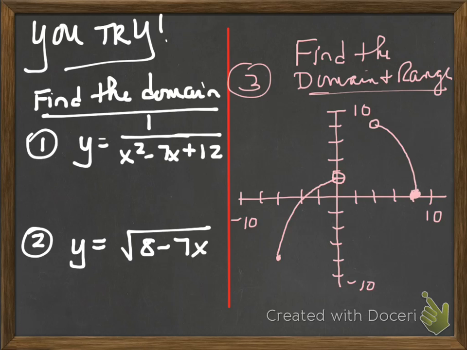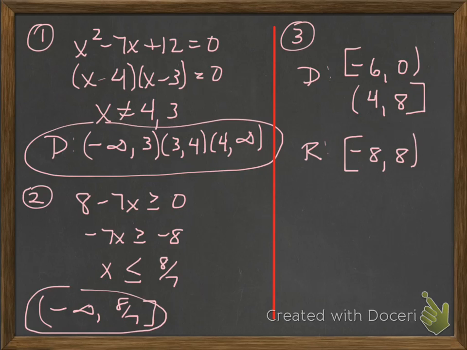Okay, so if you're ready, then let's go to the next page. And here are your answers. For our first problem, we had a fraction, so we couldn't have the denominator be 0, so we had to find out when that happens. And when we do that, we have to factor the bottom. We find out that x cannot be 4 or 3, and then we have our answer here as an interval.